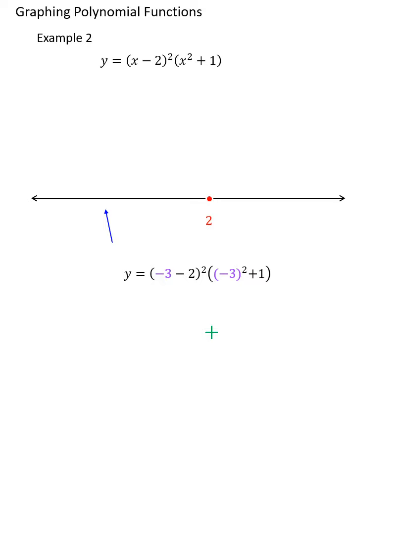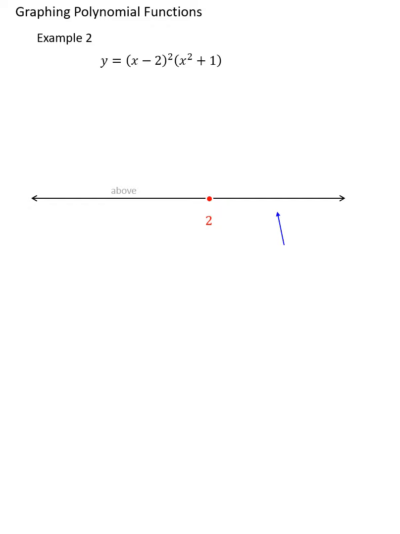So what does this tell me? It tells me that when x is -3, the y value is some positive number. That tells me that the graph is above the x-axis on the interval from -infinity through 2.